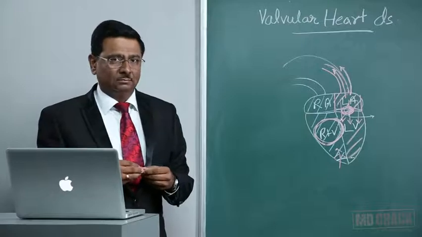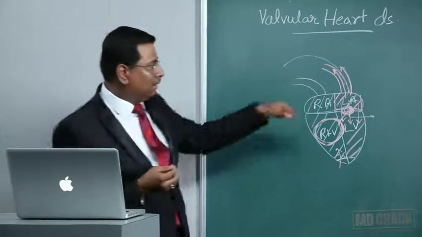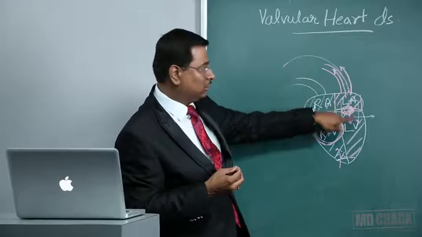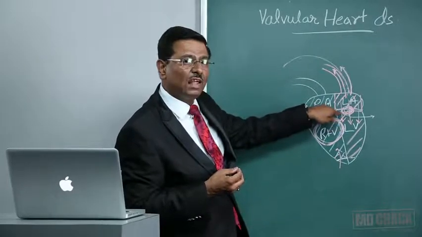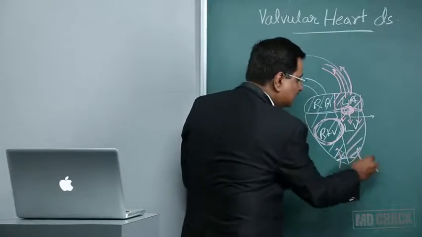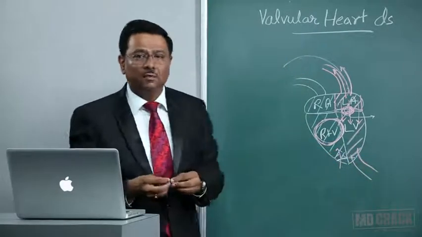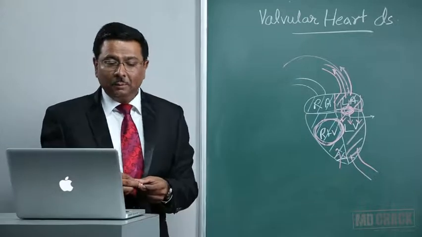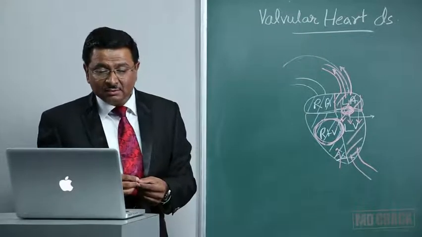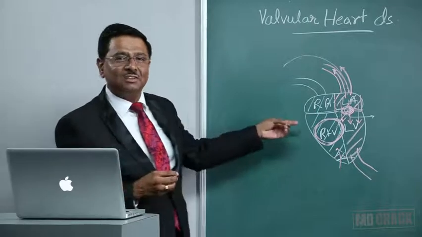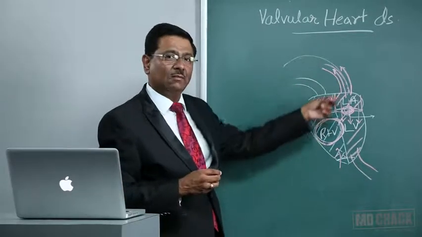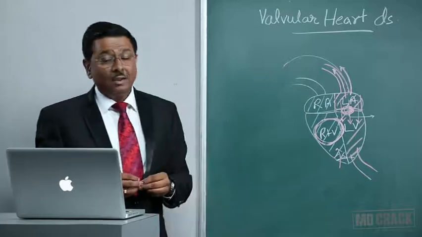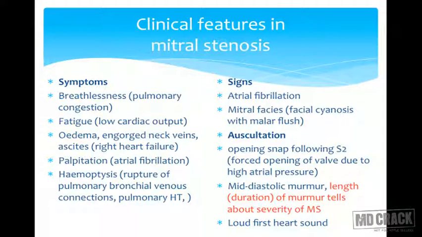There could be fatigue. What could be the reason for fatigue? Blood flow is compromised because of stenosis of the mitral valve, so there is comparatively less output, because of which the patient complains of fatigue. There could be edema, engorged neck veins, and ascites, and all these are features of right-sided failure, and I have already explained how it's happening. Importantly, the patient might have palpitations, or might land into atrial fibrillation because of the hypertrophy of the left atrium.